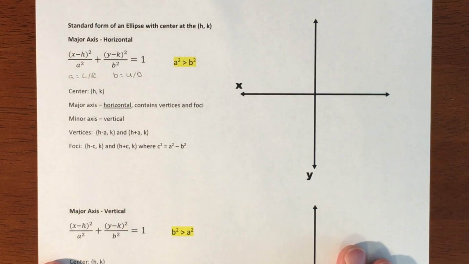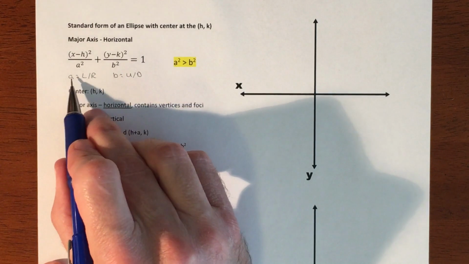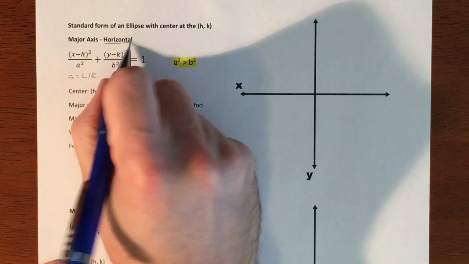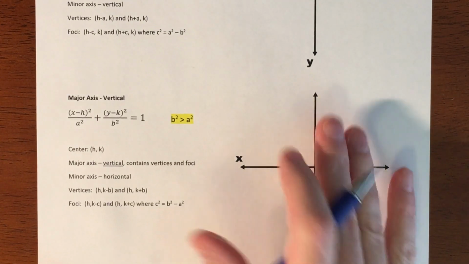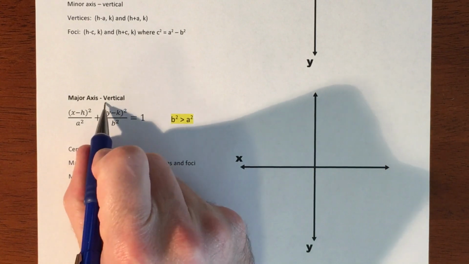So the two different situations we have are, if a is your left and right, and a squared is bigger than b squared, then a is going to be bigger than b. That just means you're going to have a horizontal ellipse. Versus if it's the other way around, you're going to have a vertical one, because you're going more up and down than you are left and right.